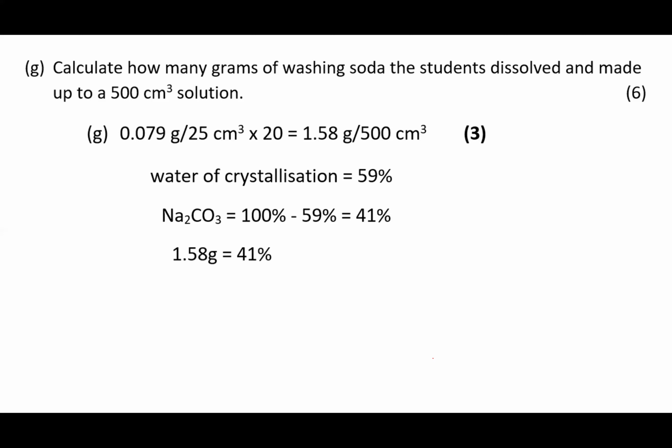So 1.58 grams is 41%. We get 100% by dividing by 41 and multiplying by 100. And we get 3.85 grams of Na2CO3 XH2O. So that's how much they weighed out initially, using our water of crystallization percentage.